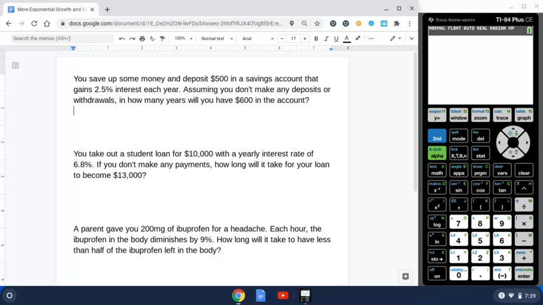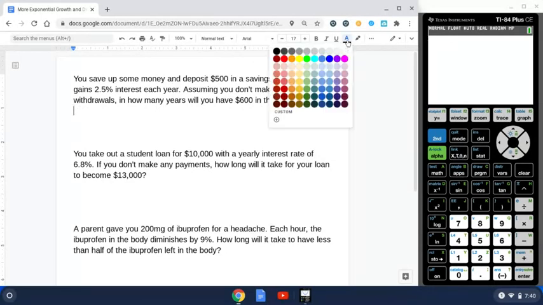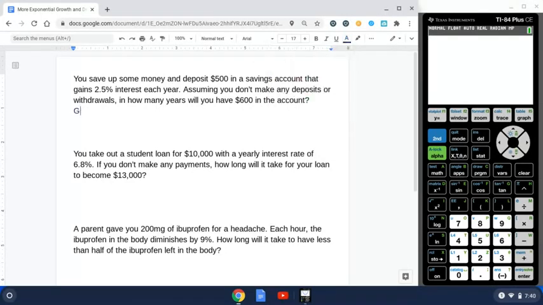So first I have to decide, is this growth or decay? It's earning interest, which means the amount in the account is going to get bigger. So this is going to be growth. And our formula for that will be y equals a, our starting value, times 1 plus r, the rate, because it's growth, all raised to the value of t.